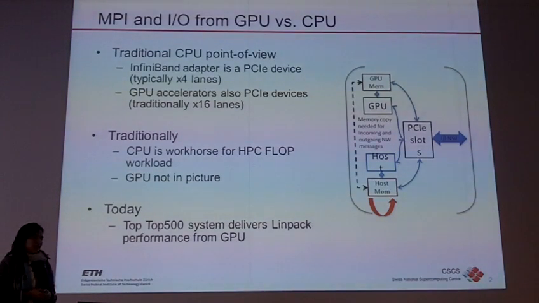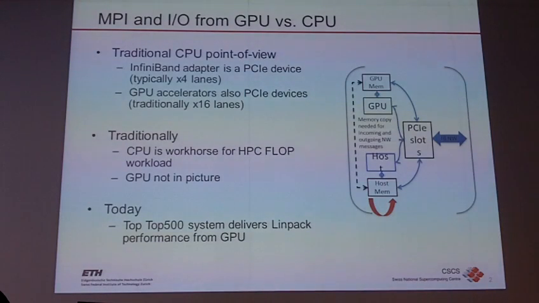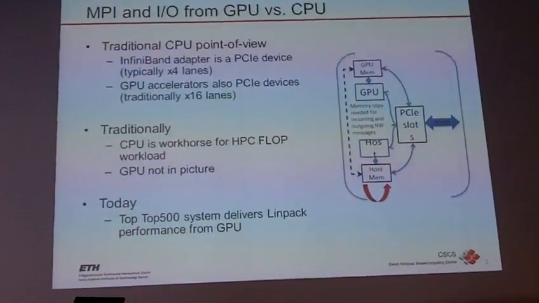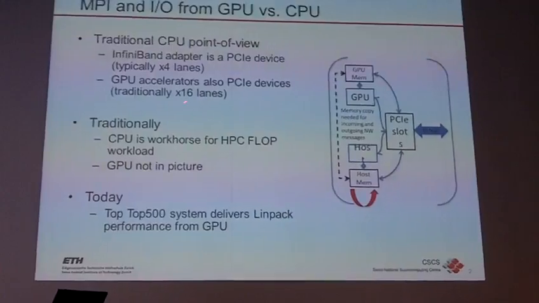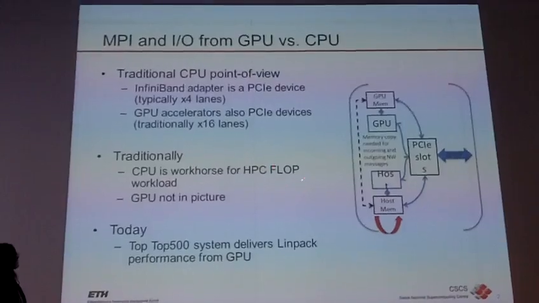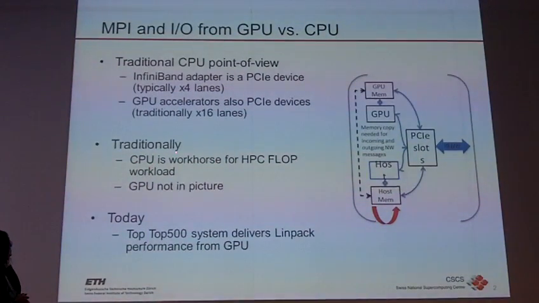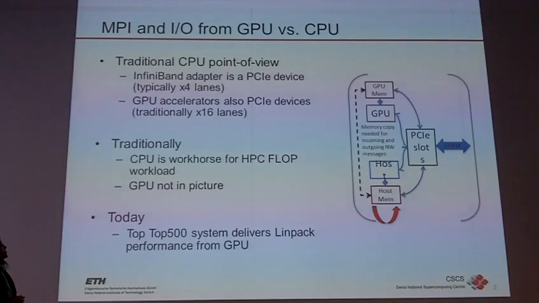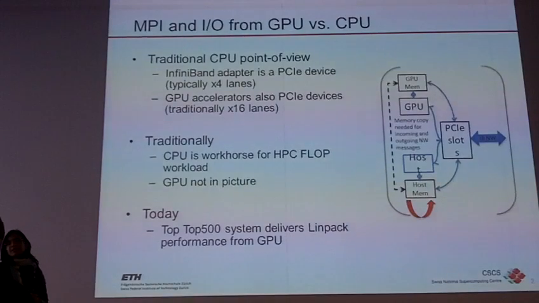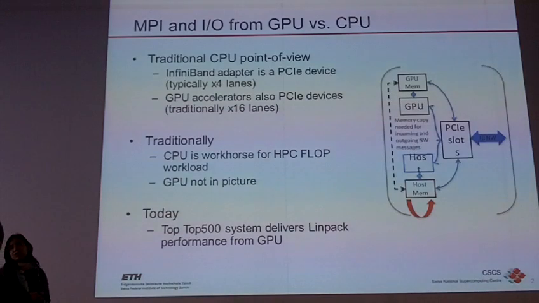If we look from a traditional CPU point of view, you have 2 types of devices, both connected through your PCIe chipset. These are typically what we have in our systems, but I think the way you would connect it is not going to be substantially different. Traditionally, the CPU is the workhorse for HPC floating point operations, and prior to the emergence of Tesla-based GPUs, GPU was simply not in the picture in HPC systems.